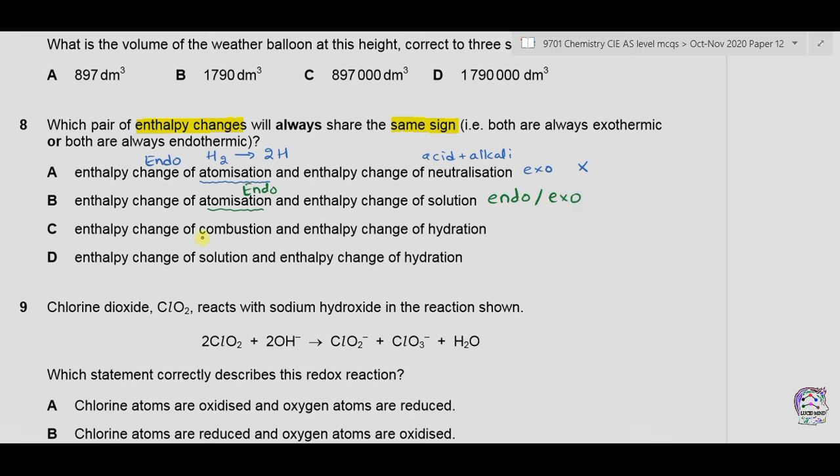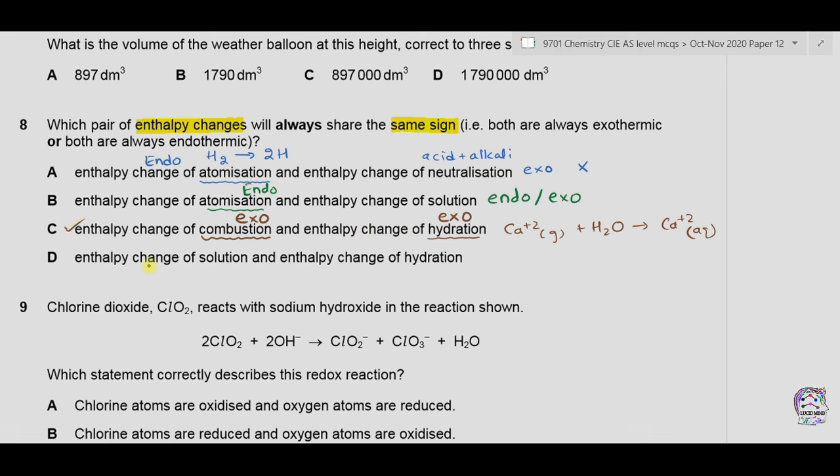C. Enthalpy change of combustion. In combustion, something burns in the presence of oxygen and it is exothermic in nature as energy is released. Enthalpy change of hydration is when a gaseous ion converts into an aqueous ion. The gaseous ion has very high energy compared to the aqueous ion, so energy is released in the enthalpy change of hydration. So it is also exothermic in nature. So C could be the correct option.